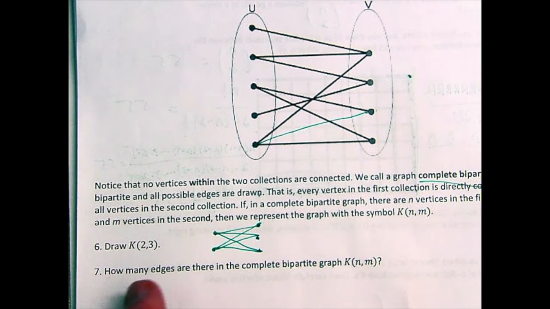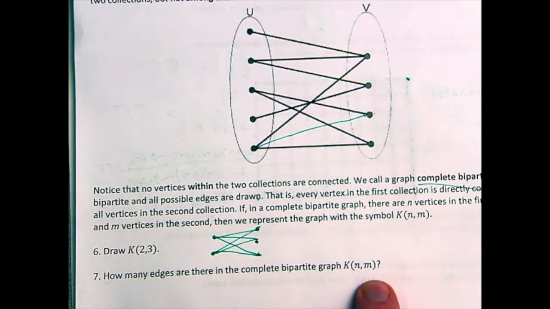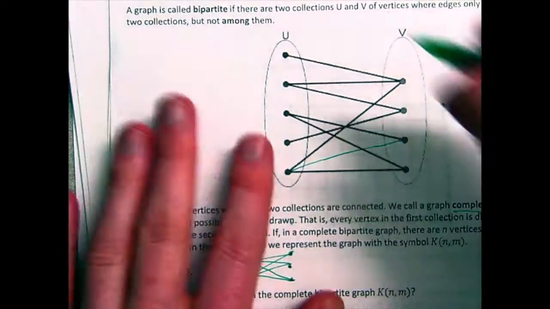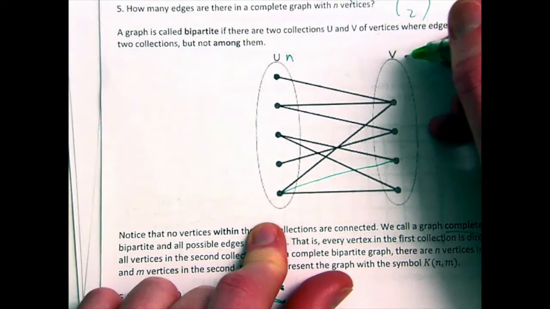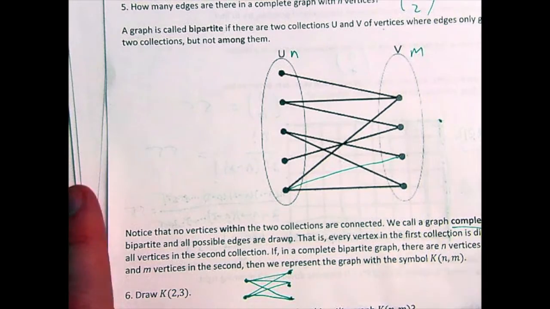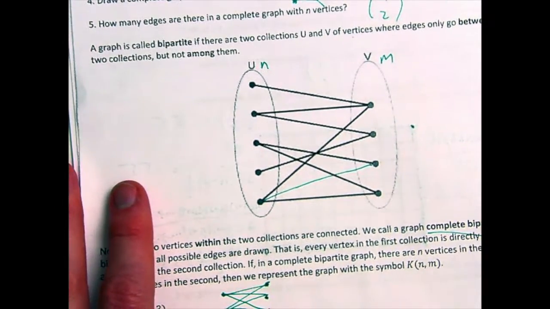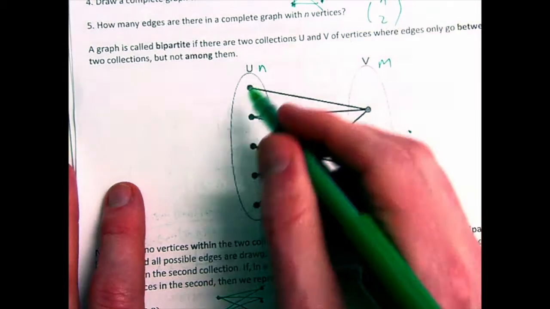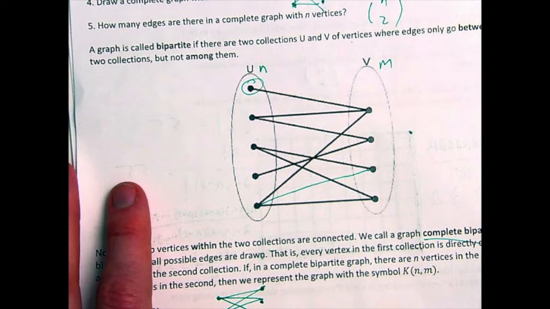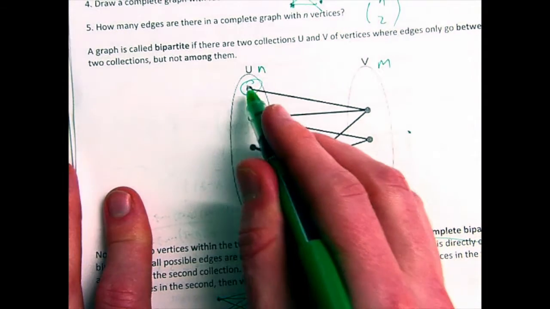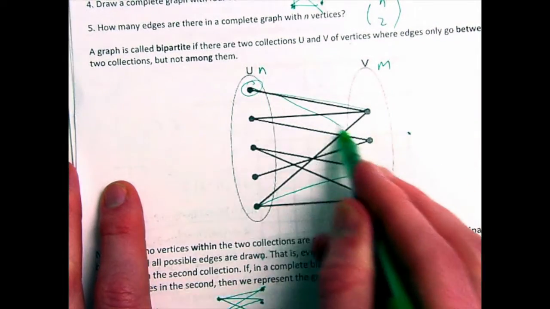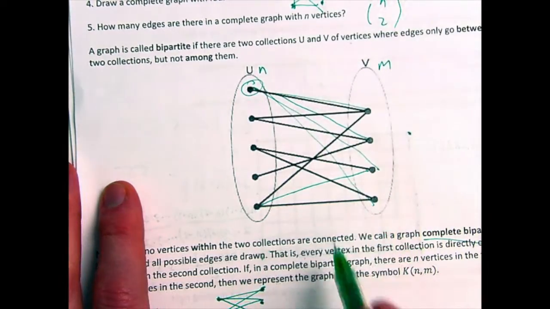Now, here's a question. How many edges are there in the complete bipartite graph K n,m? All right, so in other words, suppose you have n vertices in this group and m vertices in the second group, and you do all the connections you can, you draw the complete bipartite graph. How many edges will there be? Well, let's think of it this way. Start with this vertex here and say, how many edges is that vertex going to have coming out of it? Well, this vertex needs to be connected to every vertex over here, like this one, and this one, and this one, and that one.